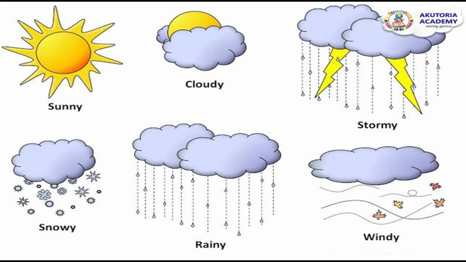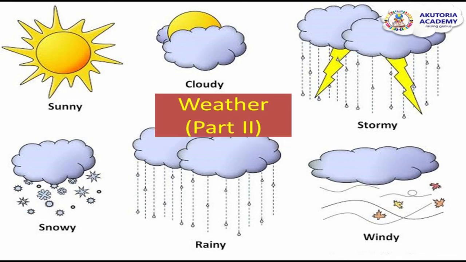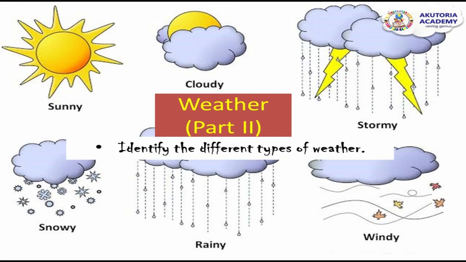Okay, so in today's video lesson, we are going to continue from where we stopped in the last video. We are still talking about weather, and at the end of this lesson, you'll be able to identify the different types of weather. In our last video, we talked about the sunny weather, the cloudy weather, and the rainy weather. Now in this video, we'll talk about the other three. Ready?